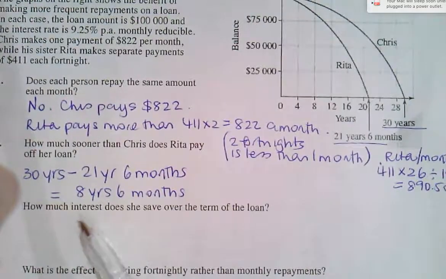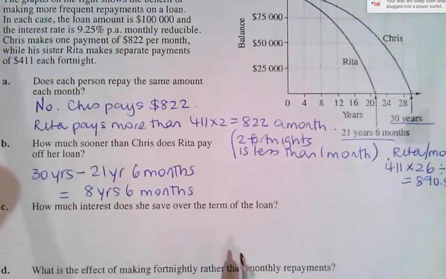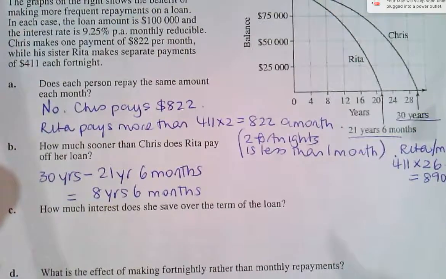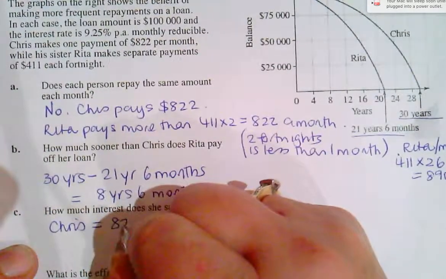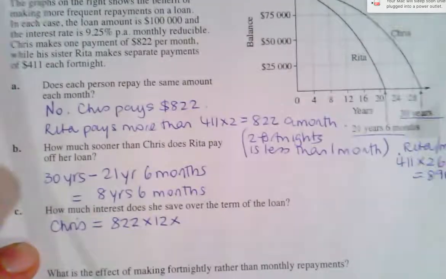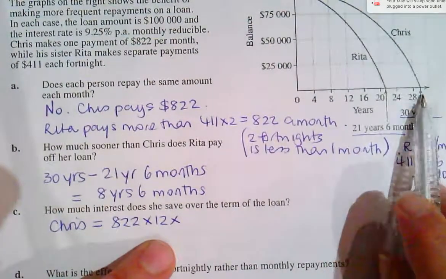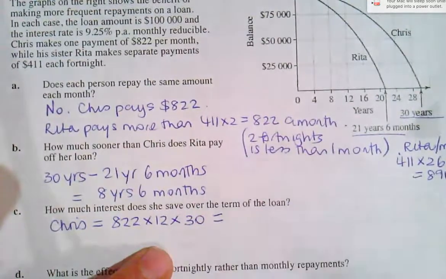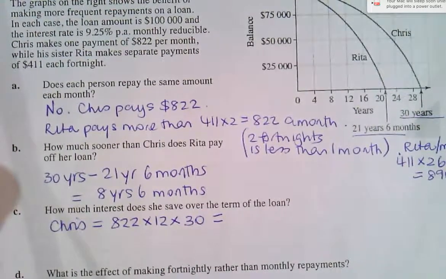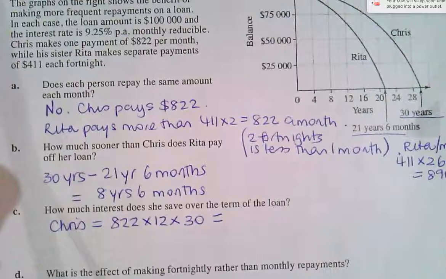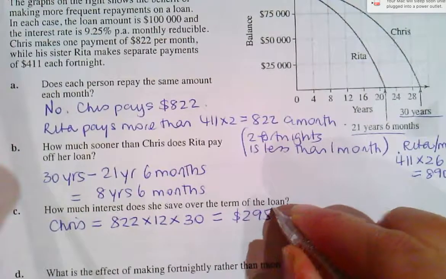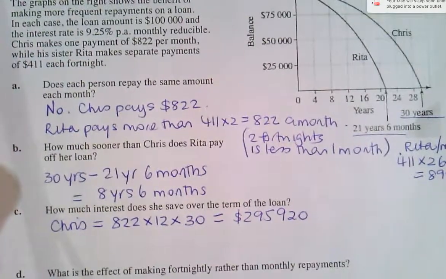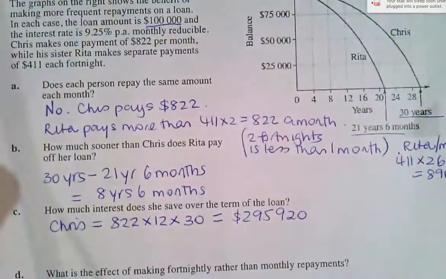The next question is, how much interest does she save over the term of the loan? Well, let's just work out what Chris pays. Chris pays $822 a month, so $822 times 12 is what he pays in a year, but then he pays for 30 years. So his total repayments are $822 times 12 times 30, because he makes repayments for 30 years, so he pays back $295,920. Notice they're only borrowing $100,000.